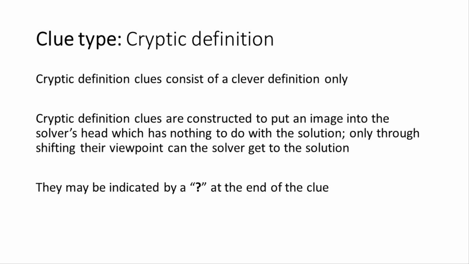They're cryptic definition and lit clues. Cryptic definition clues consist of a clever definition only. That is, they're constructed to put an image into the solver's head, which has got nothing to do with the solution. Only through shifting their viewpoint can the solver get to a solution. They may be indicated by a question mark at the end of the clue.